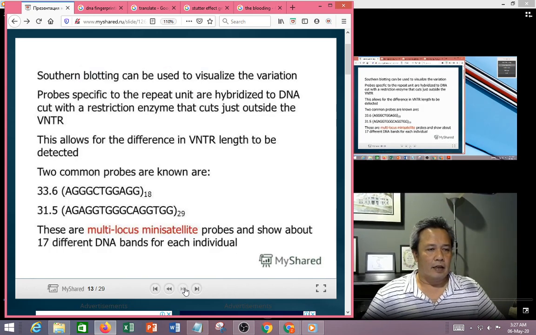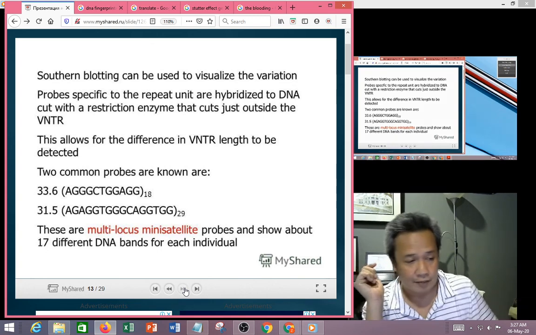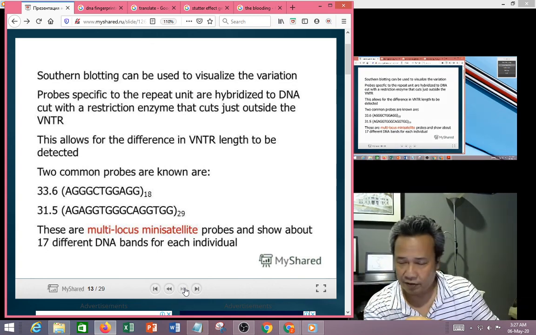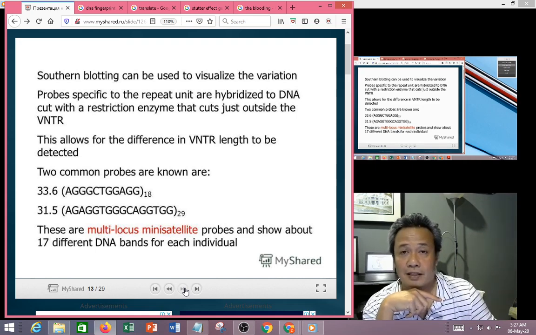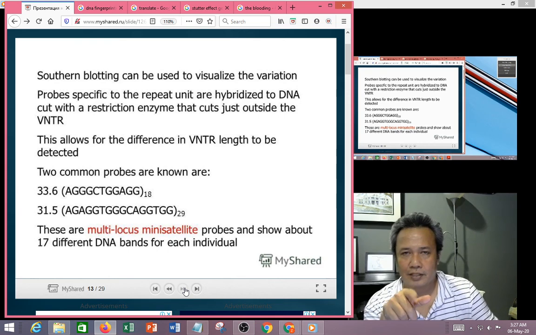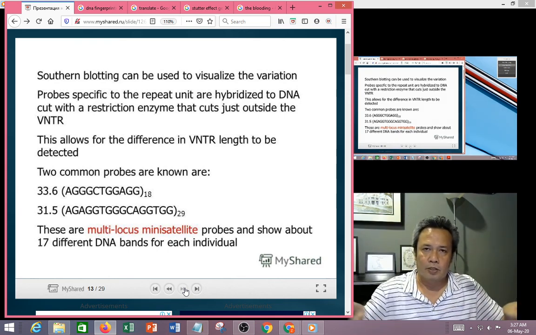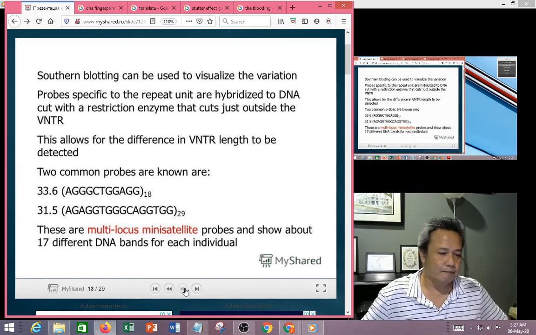Okay, Southern blotting can be used to visualize variation. Again, let me remind you, we're talking about DNA fingerprinting, and these are the two common probes, and this is the multi-locus minisatellite. Remember I mentioned, because minisatellites occur on various chromosomes, using one probe, you run it on a gel, you'll get multiple bands.